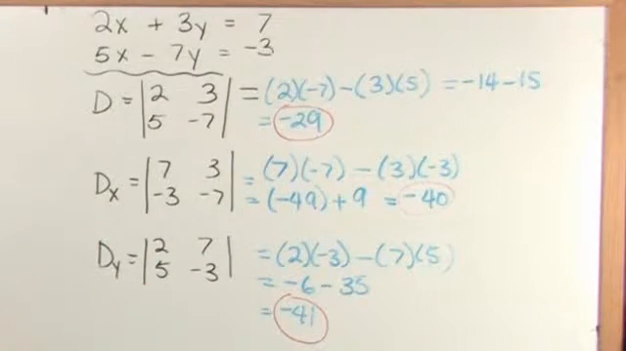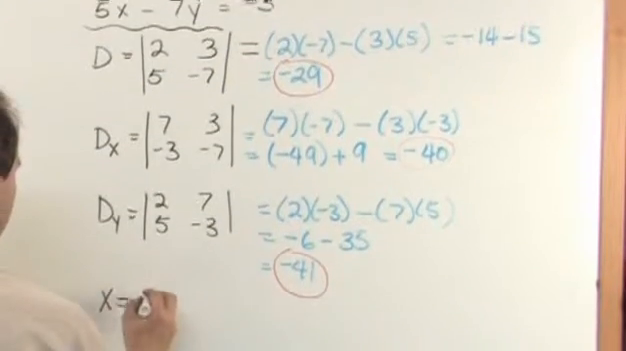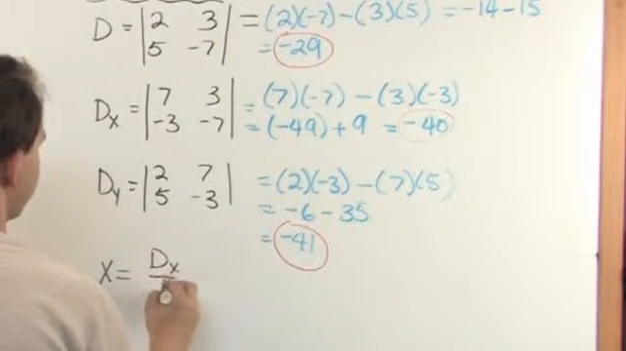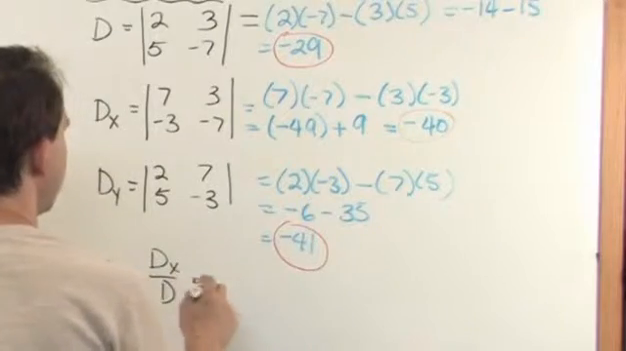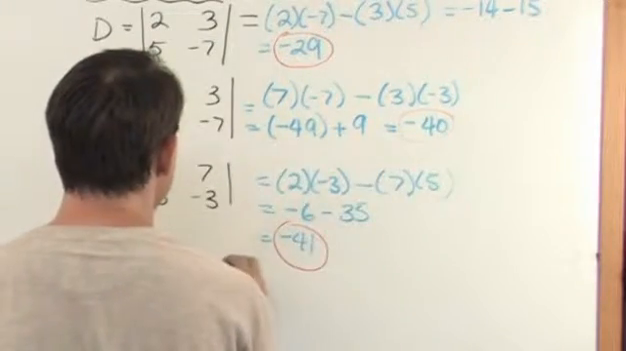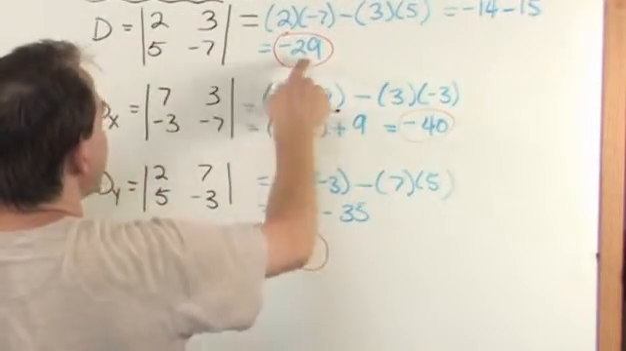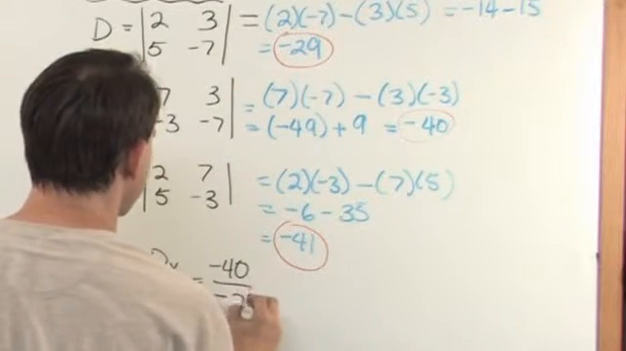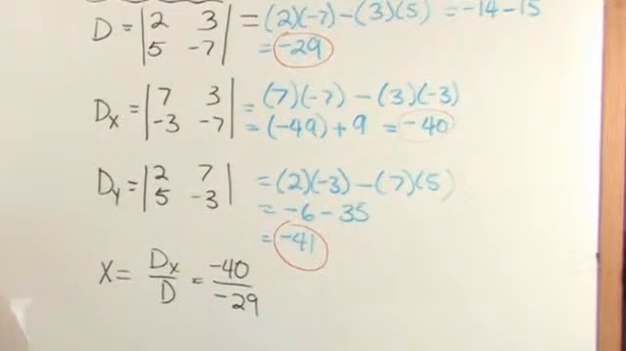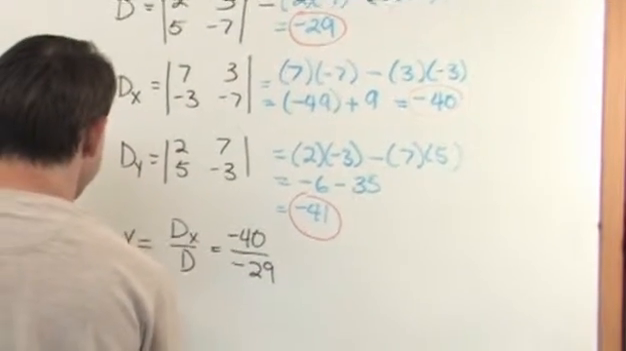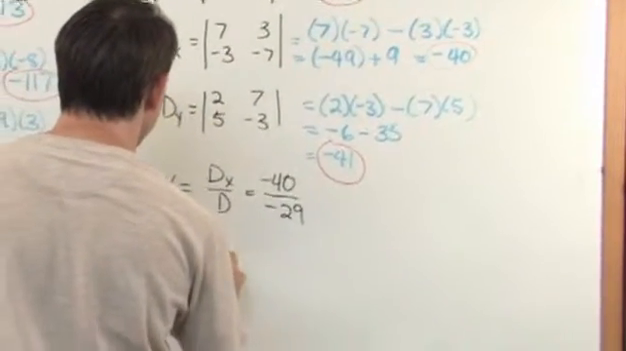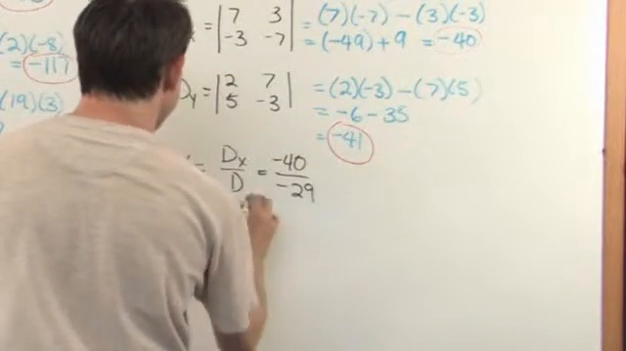Now, once we have that information, the variable x that we're trying to solve for is Dx over D. Okay? D sub x we calculated to be negative 40, and D we calculated to be negative 29. Okay? So 40 divided by 29, you really can't do too much with that, so we just cancel the negatives and say that it's 40 over 29. That's the answer for x.